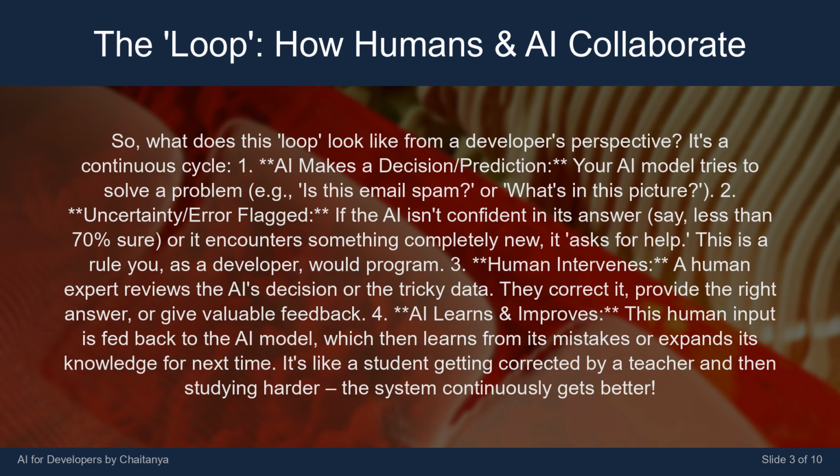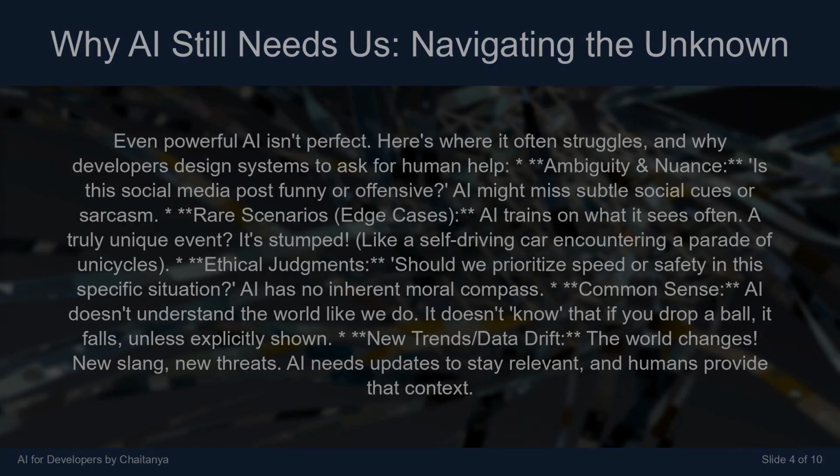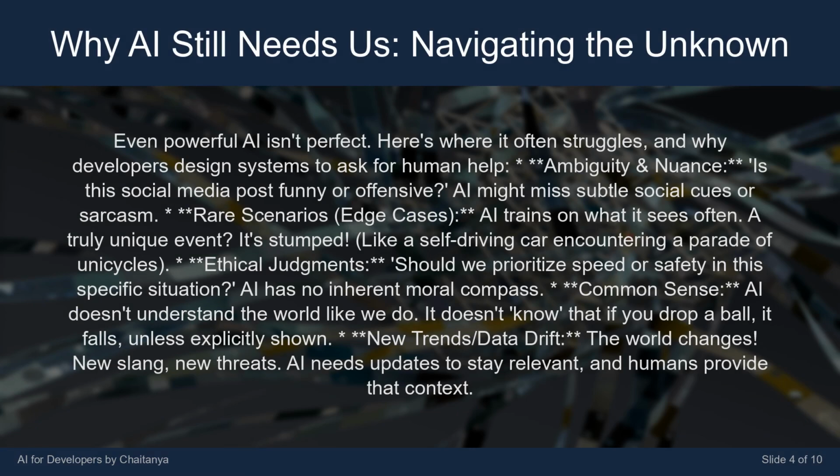4. AI learns and improves. This human input is fed back to the AI model, which then learns from its mistakes or expands its knowledge for next time. It's like a student getting corrected by a teacher and then studying harder. The system continuously gets better. Even powerful AI isn't perfect. Here's where it often struggles, and why developers design systems to ask for human help.